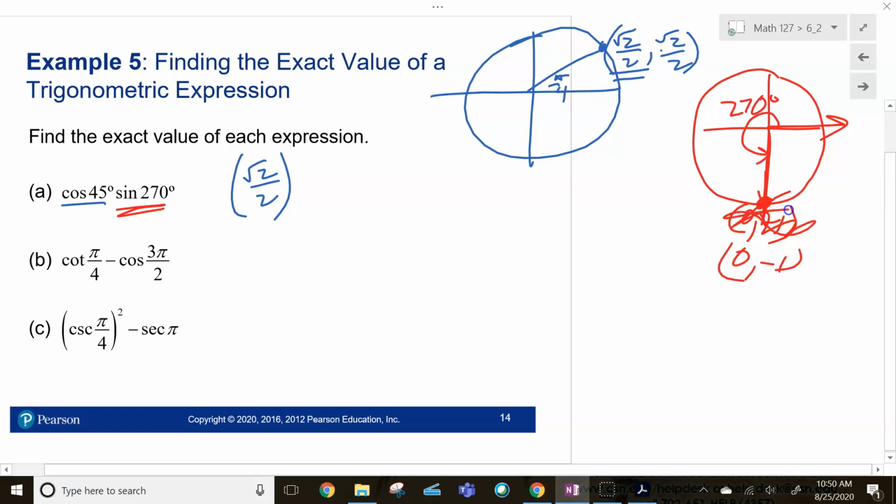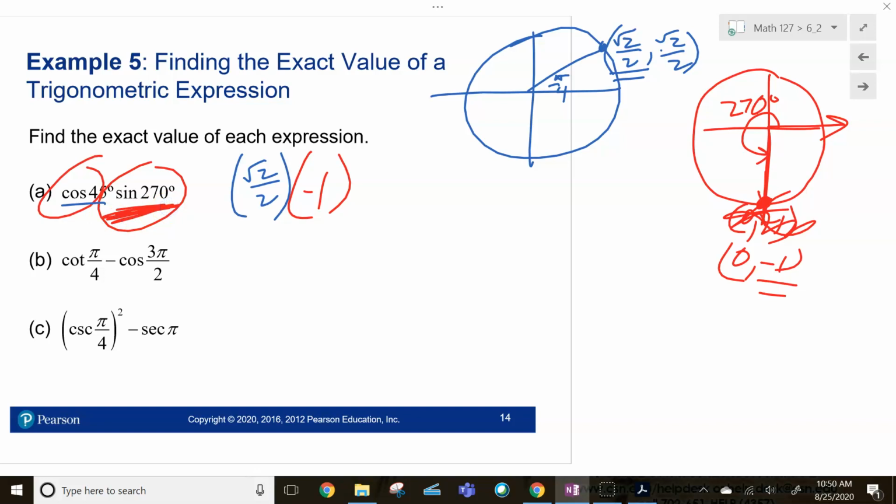I know you can't read that very well. 0, negative 1. Sine is which one? Sine is the y value, so that's negative 1. So I'm taking the cosine times the sine: cosine of 45, which is root 2 over 2, times the sine of 270, and there's my answer when I multiply.